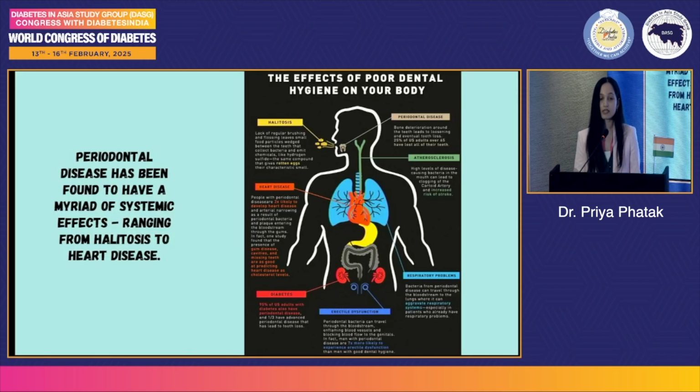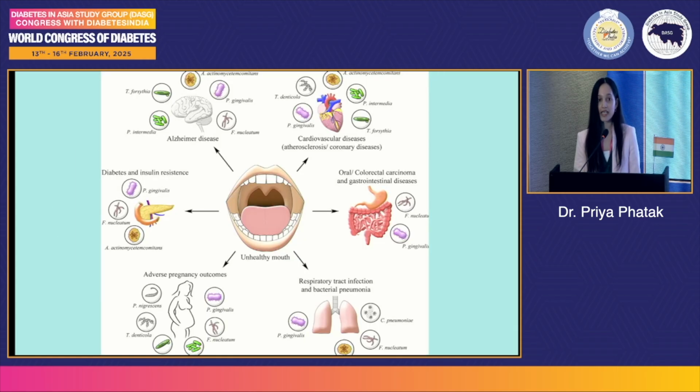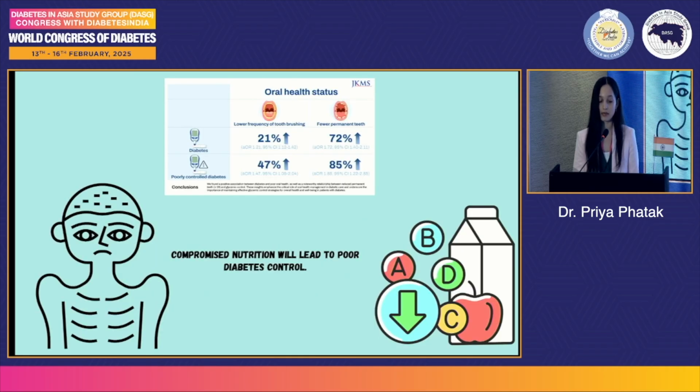Periodontal disease has also been found to have multiple other systemic inflammatory effects, ranging from halitosis to heart disease, respiratory disease, and many more. In fact, pathogens associated with an unhealthy mouth are the same as those associated with multiple serious systemic diseases, including but not limited to Alzheimer's disease, diabetes insulin resistance, adverse pregnancy outcomes, and even cardiovascular diseases.